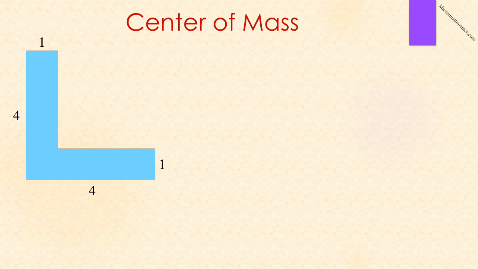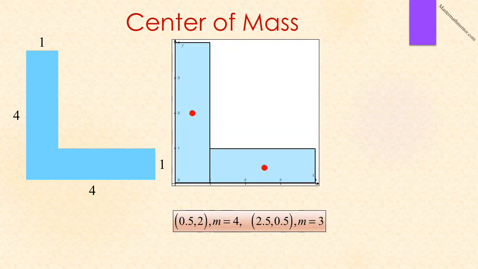It is possible for the center of mass, or center of gravity, to lie outside the shape we are evaluating. Consider the L-shaped figure on the screen. We move our figure to a grid and show that we have 2 rectangles, a vertical one and a horizontal one. For the vertical one, the centroid is the point 0.5, 2, and its mass, since the shape is 1 by 4, is 4. The other has center at 2.5, 0.5, and since this is 1 by 3, its mass is 3.